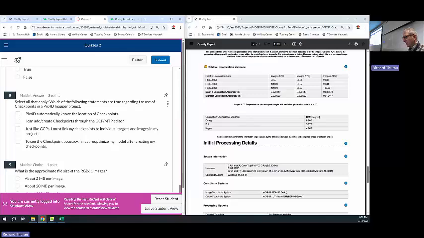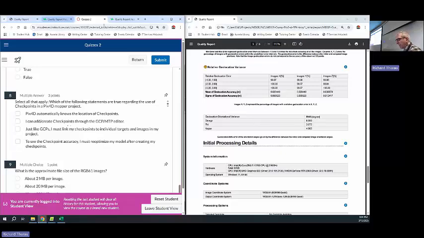Number 8, select all that apply. Which of the following statements are true regarding the use of checkpoints in a Pix4D mapper project? So this really doesn't have anything to do with the processing of the checkpoints. It's more just, what do you know about checkpoints? So does Pix4D automatically know the location of the checkpoints? No. I can create checkpoints through the GCP MTB editor. Just like GCPs, I must link my checkpoints to individual targets. And to see checkpoint accuracy, I must re-optimize my model after creating my checkpoints.